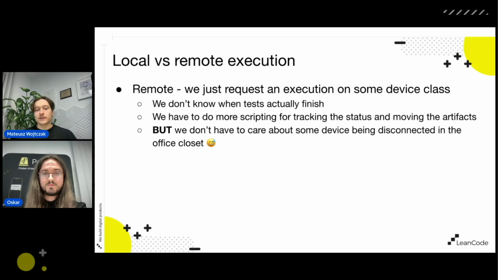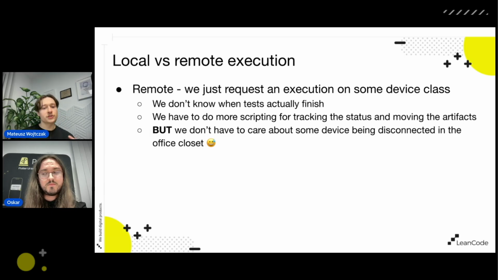On the other side of the spectrum, you might do remote execution, meaning you use Firebase Test Lab or BrowserStack or any other farm, and you just delegate execution of those tests. You just build the test package, you send it to them, and you just tell them to run it. And you don't know when the tests actually finish. You can't constantly see and control everything.